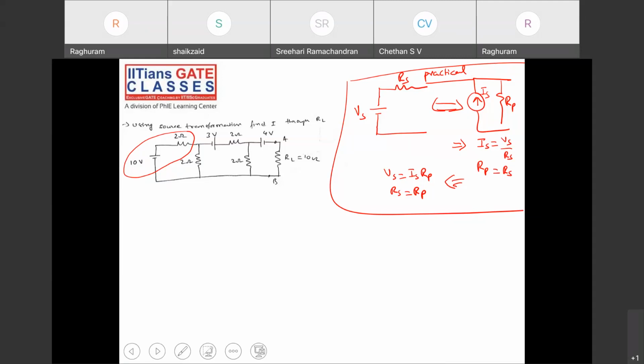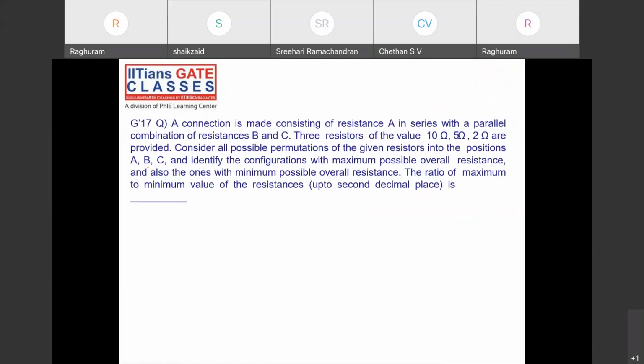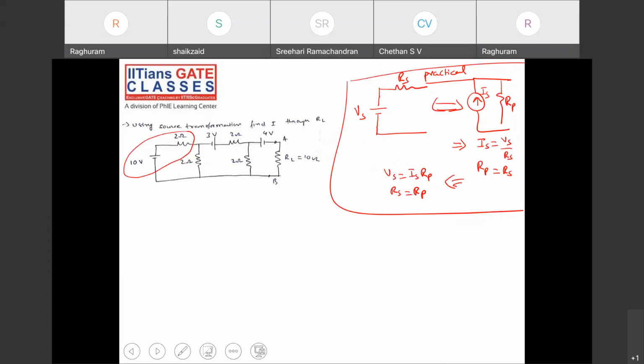What is a practical voltage source? A voltage source in series with a resistor. What is a practical current source? A current source in parallel with a resistor. So if you see, this is a voltage source in series with a resistor. What can I do? I can convert it into a current source in parallel with a resistor.